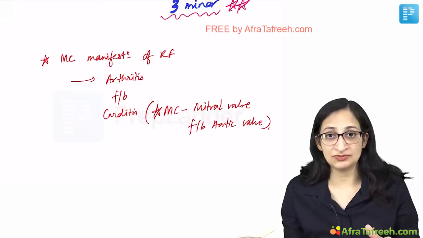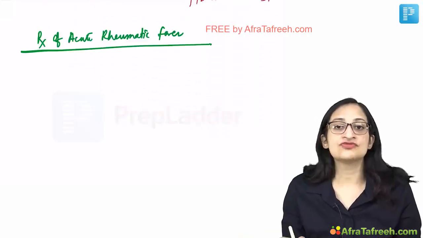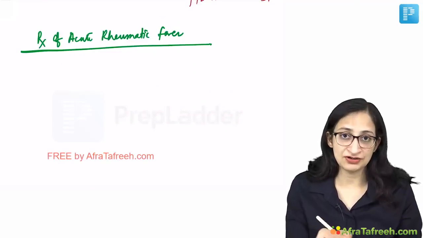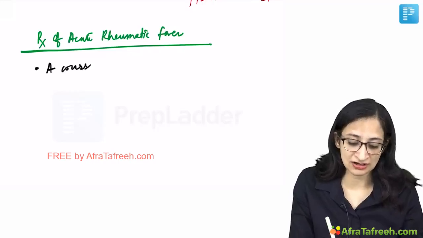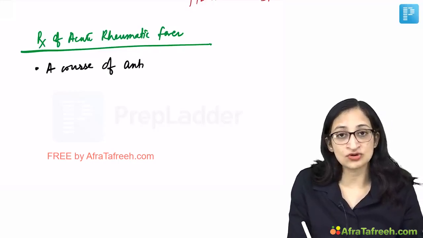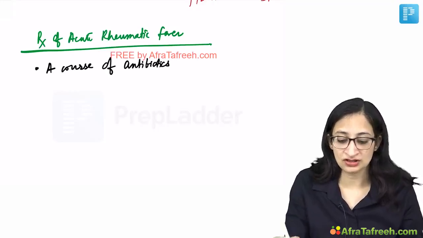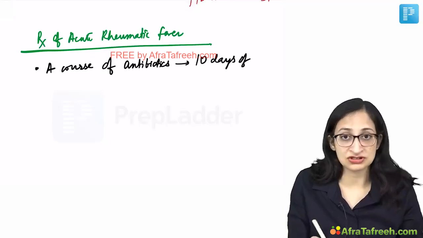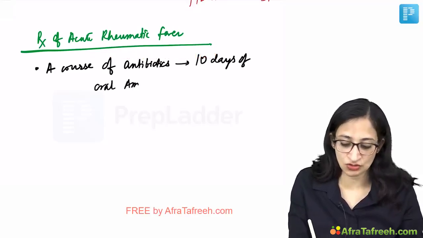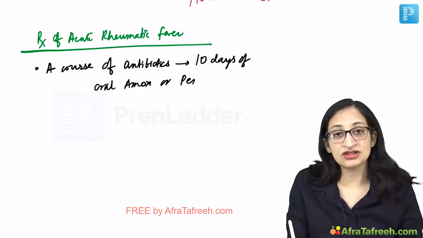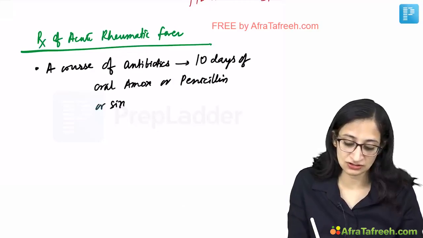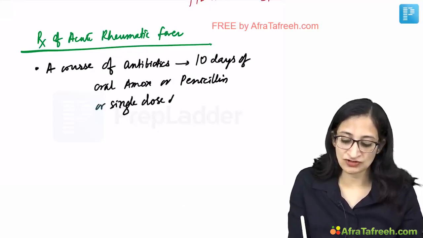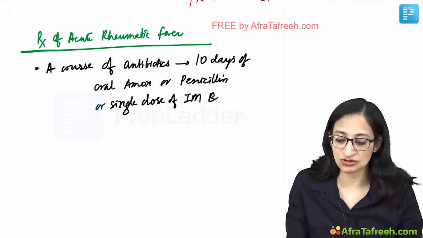Now moving on to the treatment and prophylaxis of rheumatic fever. So first, talking about the treatment of acute rheumatic fever. What is recommended is a course of antibiotics to eradicate any group A streptococcus which is present in the throat. So, 10 days of oral amoxicillin or penicillin is what is recommended. Or you can even give a single dose of intramuscular long-acting benzathine penicillin.